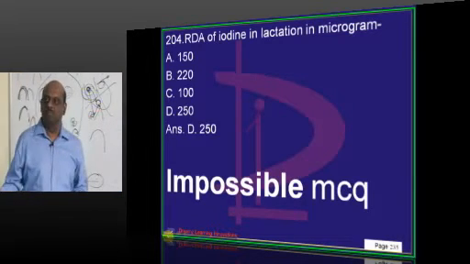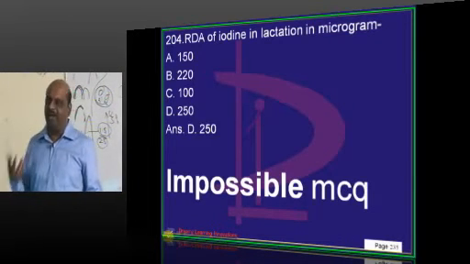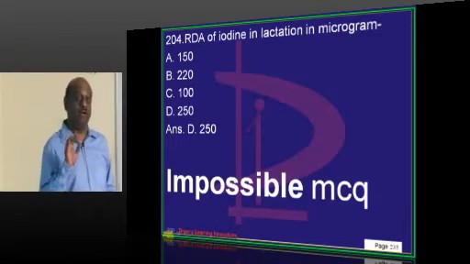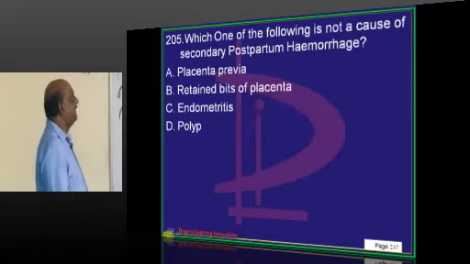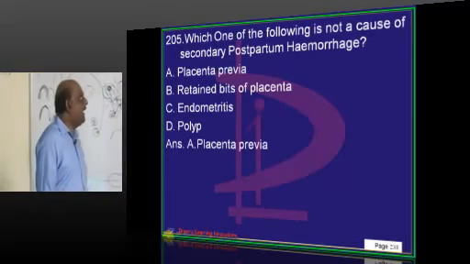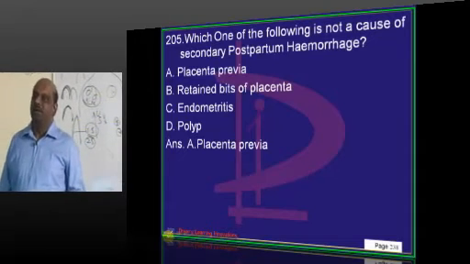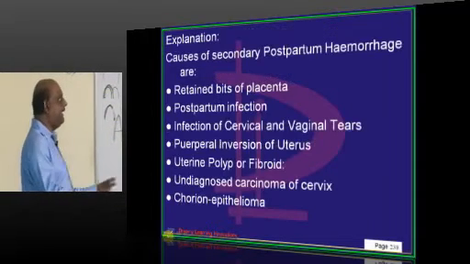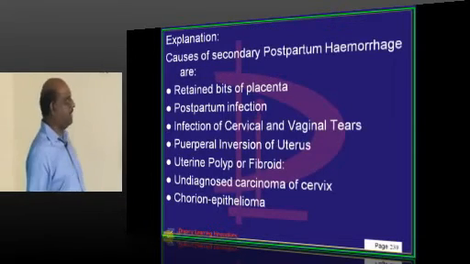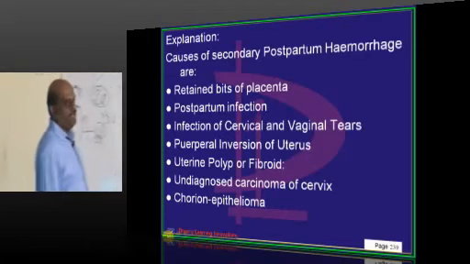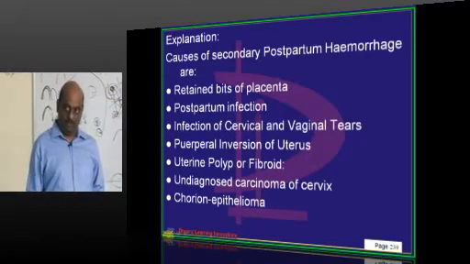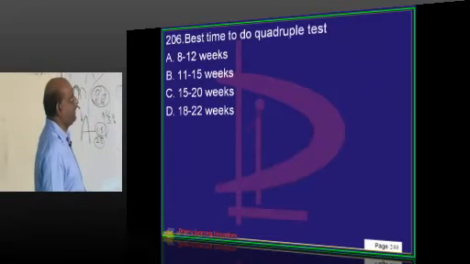RDA of iodine. How many RDAs will you remember? But RDA of iodine is definitely a crackable question, not an impossible question. Now postpartum hemorrhage. Retained placenta, endometritis, fibroid, undiagnosed cervical tear, postpartum infection, they all can lead to development of postpartum hemorrhage.